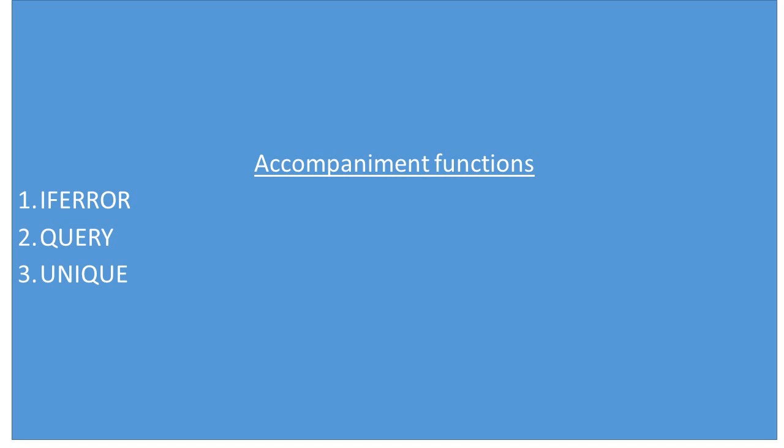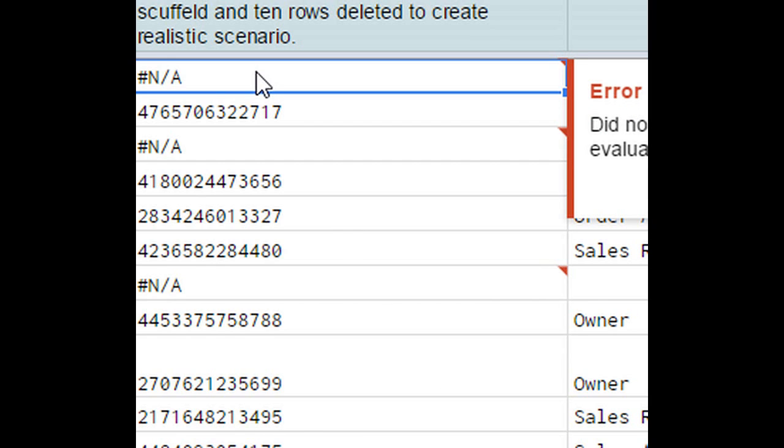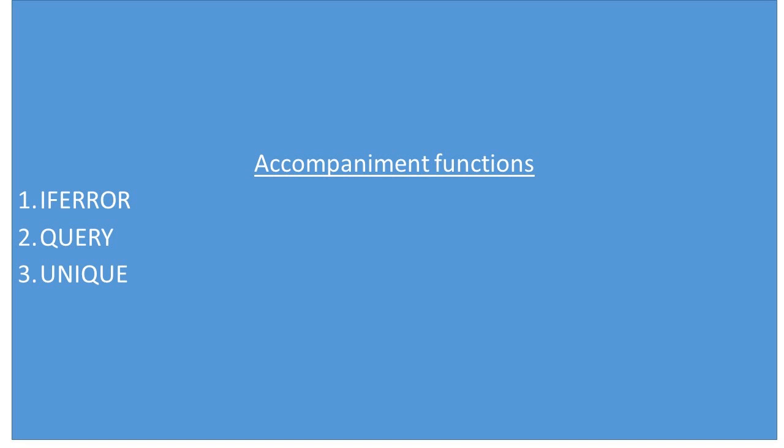Whilst the INDEX and MATCH function can be used with other functions, the functions we find very useful are, number one, the IFERROR function. If you wrap the INDEX and MATCH function inside of the IFERROR function, then you can get rid of these error outputs. Two other functions we find very useful are the QUERY and the UNIQUE functions that can be used in combination with the INDEX and MATCH function.